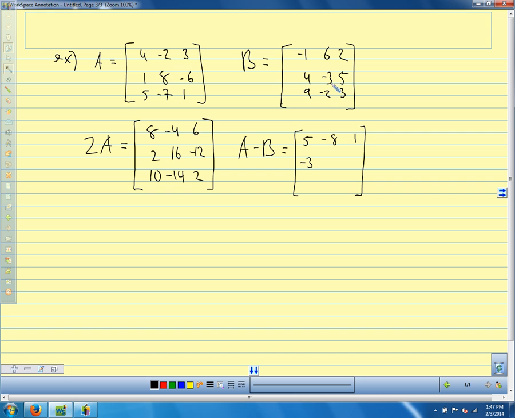8 minus negative 3 is 11. Negative 6 minus 5 is negative 11. 5 minus 9, negative 4. Negative 7 minus negative 2, negative 5. 1 minus 3 is negative 2. So there's A minus B. Questions on how we came up with that? So just adding and subtracting.